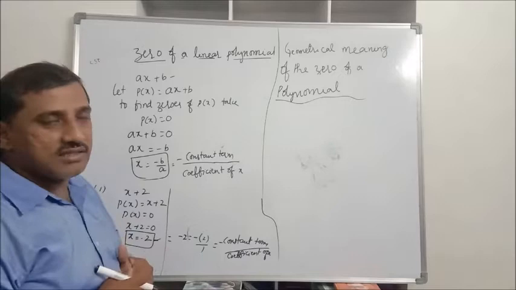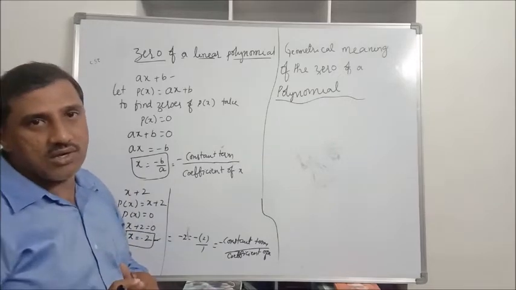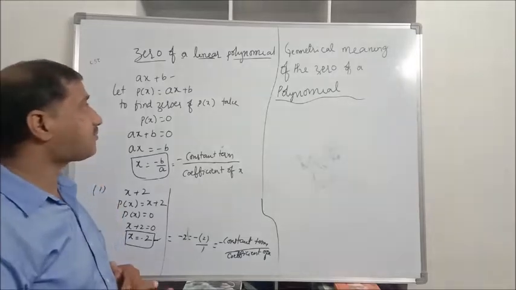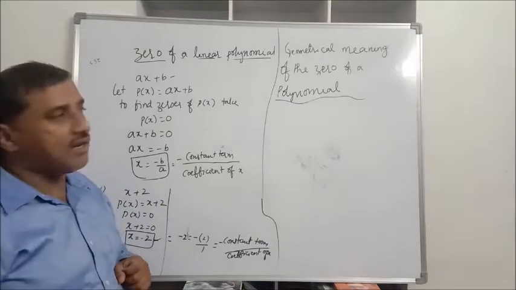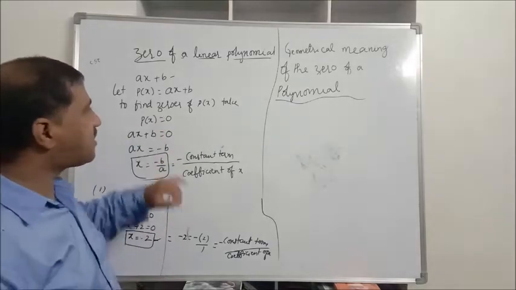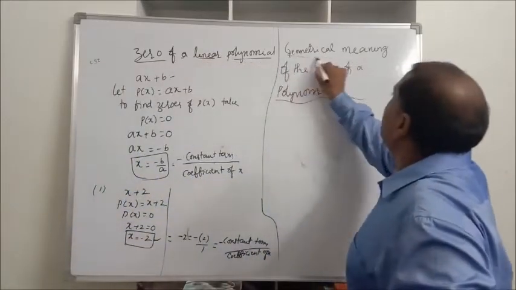For a linear polynomial, at most we will have only 1 zero. Now, the geometrical meaning of the zero of a polynomial. Here we will discuss first for a linear polynomial. Geometrical meaning means graphical representation.